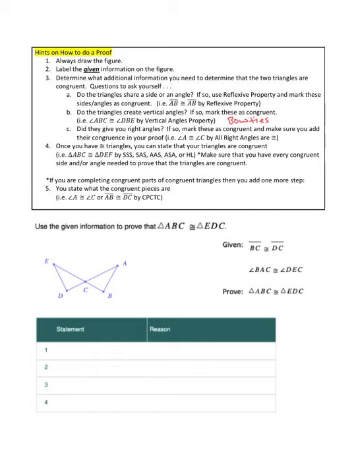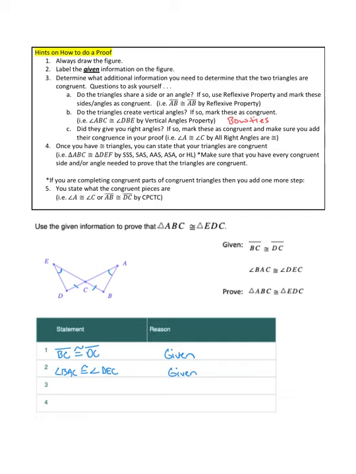So, statement. Given BC is congruent to DC. Given BC is congruent to DC. All right, angle BAC is congruent to angle DEC. Given. Notice how we never use the equal symbol? We don't use the equal symbol because we don't ever have angle measures. We just know they're congruent. We have no idea what the measure is, but it kind of doesn't matter. We just know they're congruent.